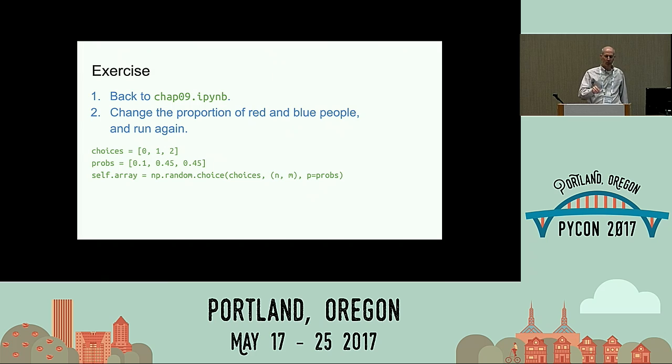A simple one is just to change some of these proportions. So we started with 45%, 45%, and 10%. You could try it with a world where there's a majority and a minority and see how that affects what the model does. That one's a very simple change.